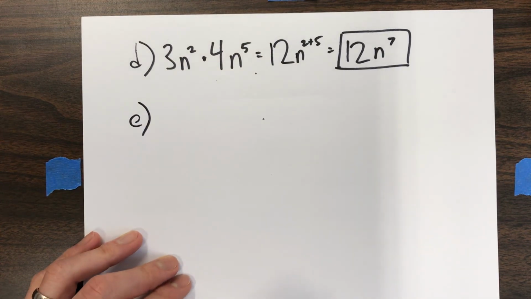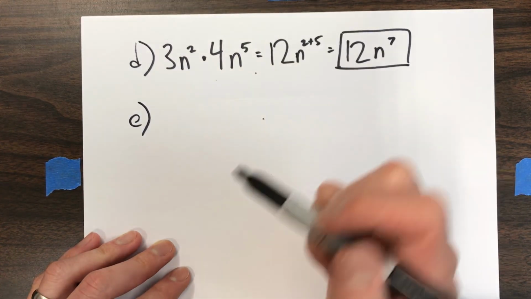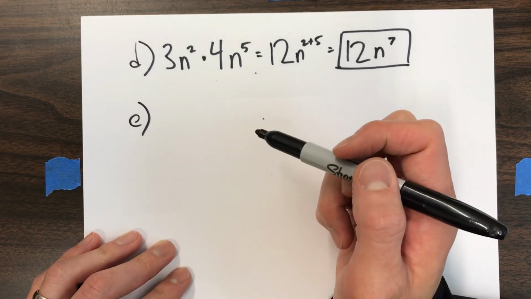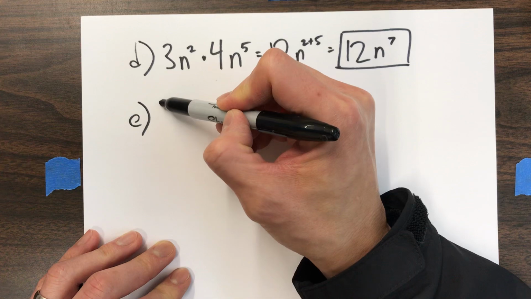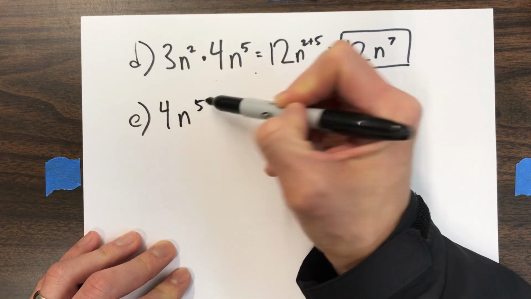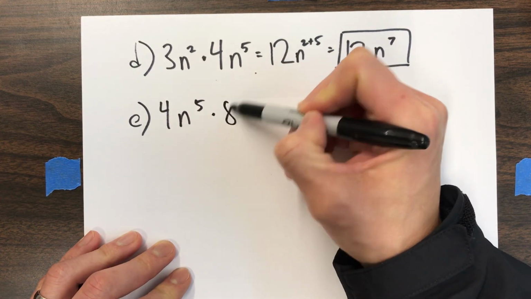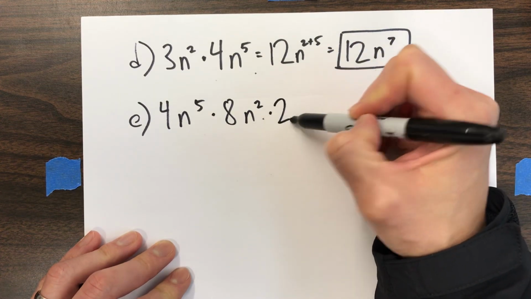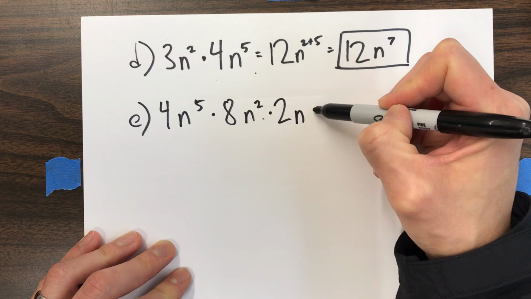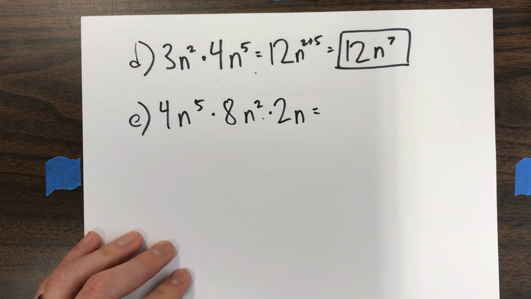Now, how about you try this one on your own, okay? I wish we could make this a come on down, but you can't come on down. Let's try 4n to the 5th power times 8n to the 2nd power. Oh, that's too easy for you. Times 2n. Okay. So go ahead and pause the video and answer that.